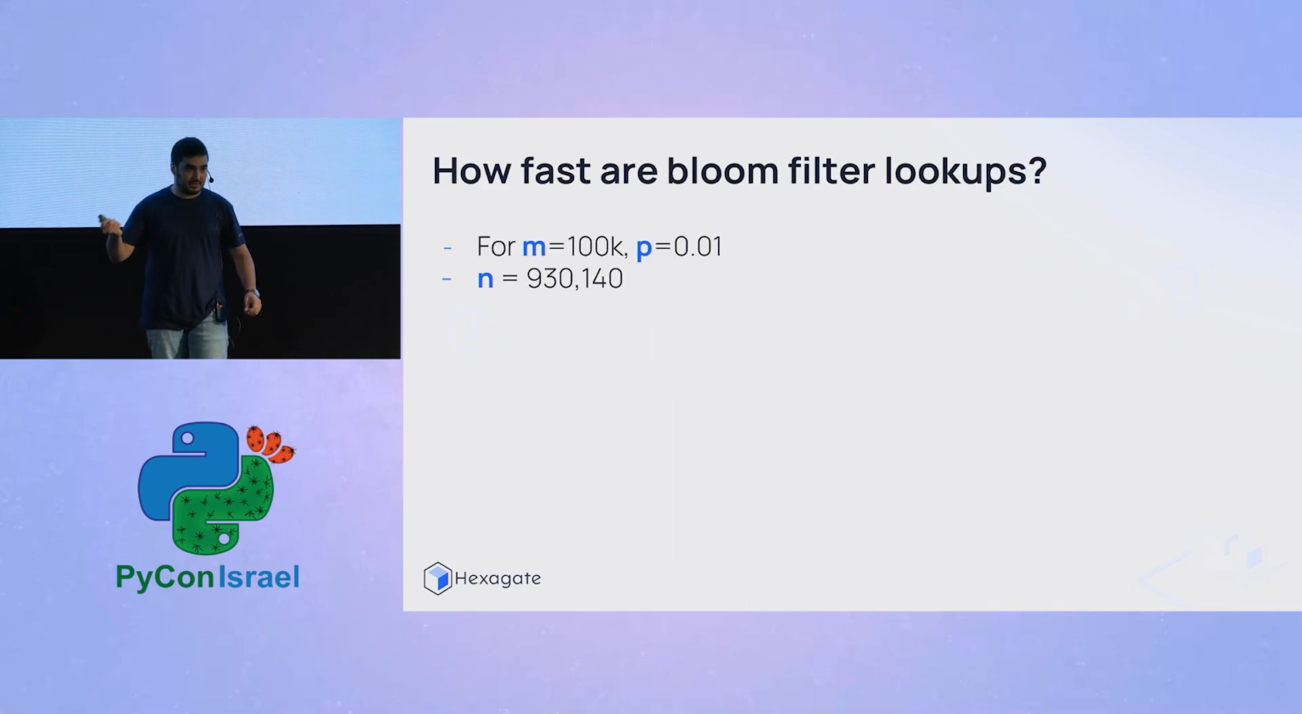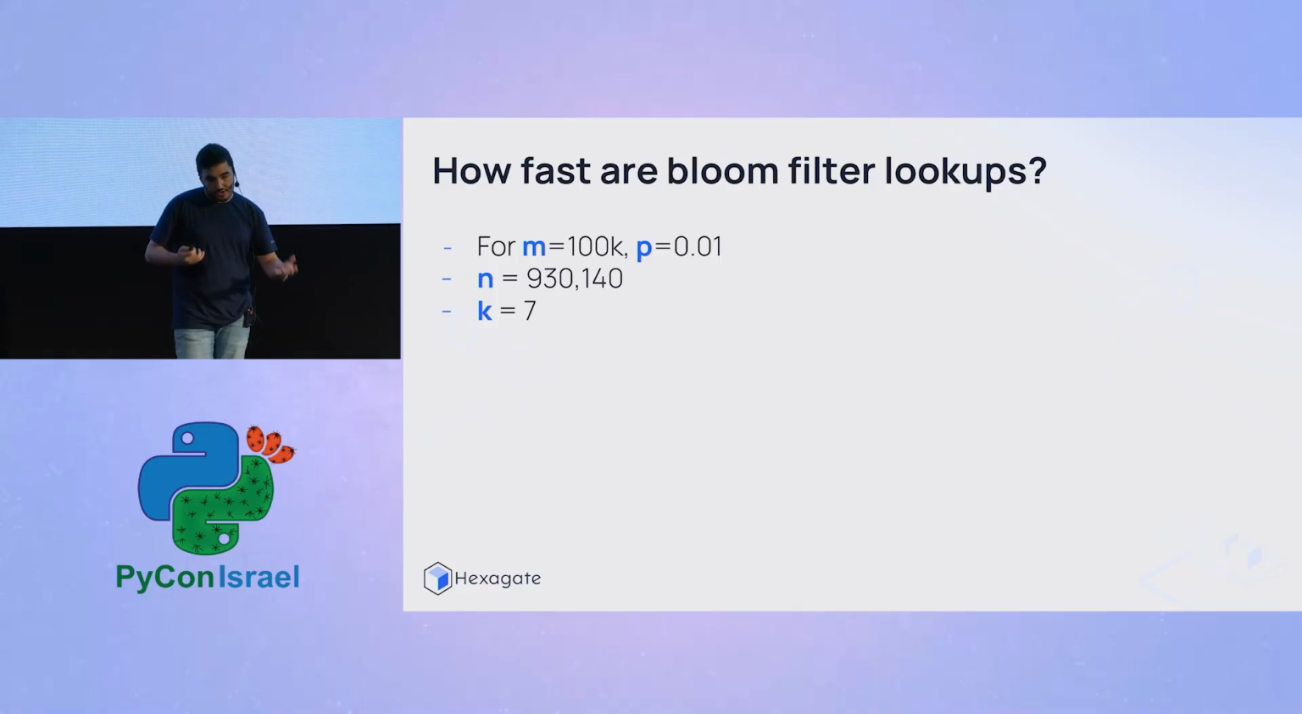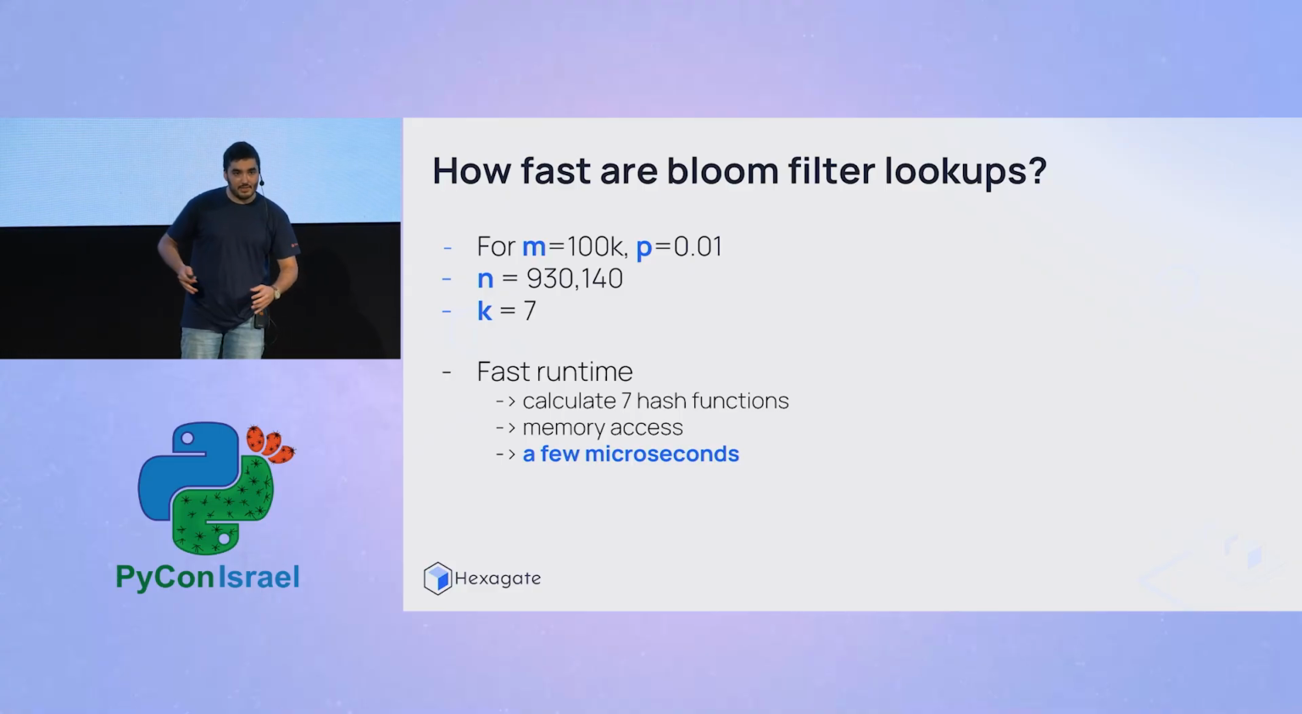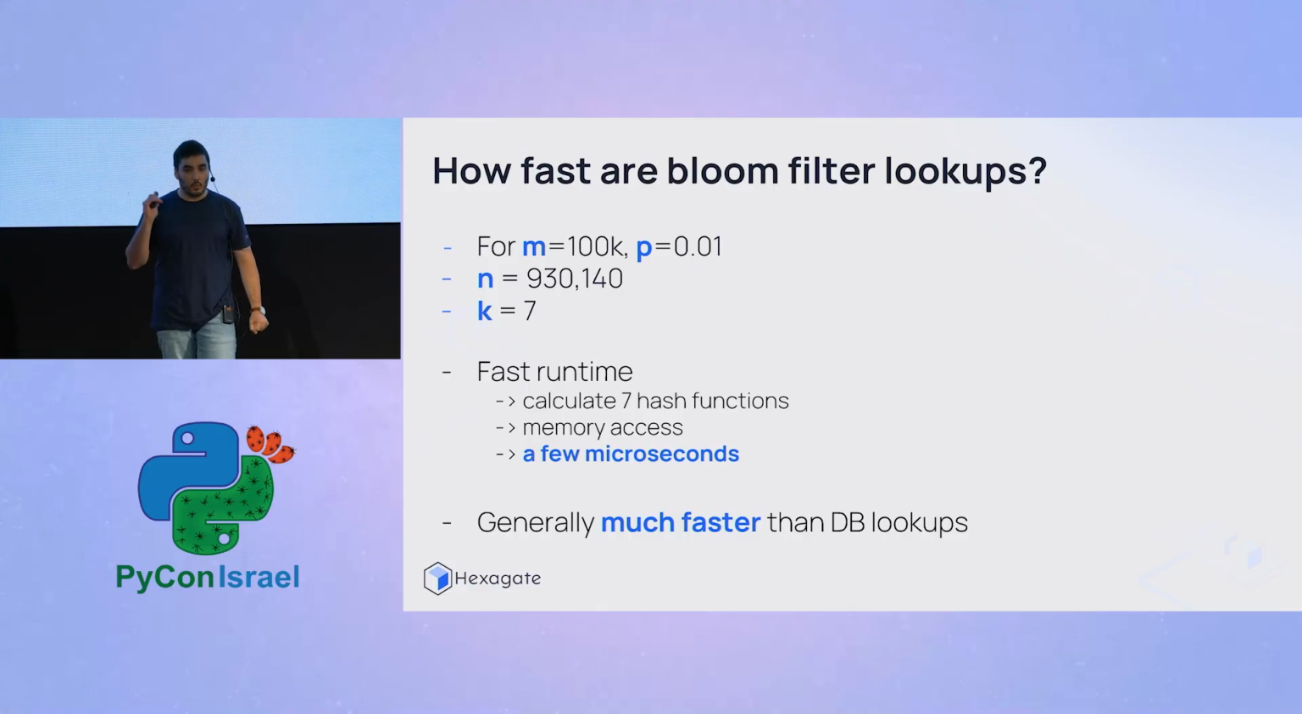With the numbers that we saw before, K, the number of hash operations, is 7, which is very low. In Python, calculating a hash 7 times with very fast hash functions takes just a few microseconds. Memory access is also very fast. The Bloom filter lookup takes just a few microseconds, and this is way faster than most DB lookups. Even SQLite isn't as fast as this. We use Postgres, which is much slower.